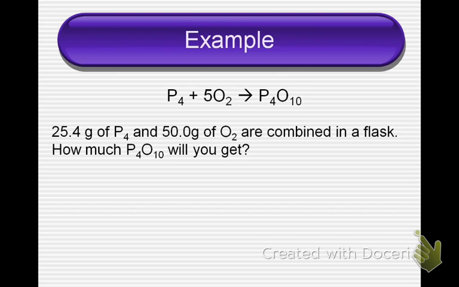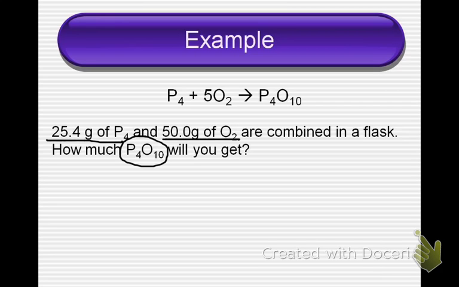All right, so like I said, you want to go ahead and underline your ingredients. So in this case, we have 25.4 grams of phosphorus and 50 grams of O2. Those are our two givens. Those are the two numbers that we're going to do stoichiometry with. And we need to convert them to a product, and the product we're looking at is P4O10. Okay, so that's step number 1.